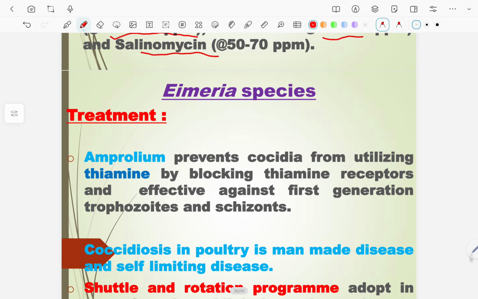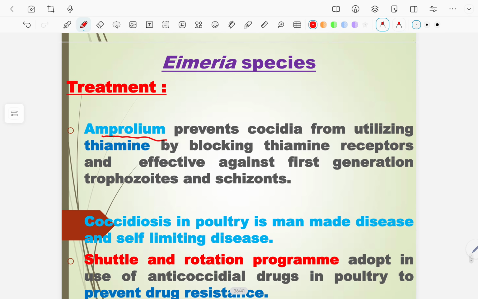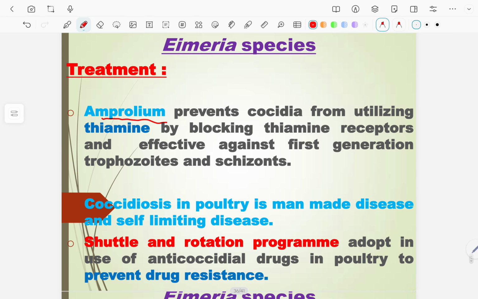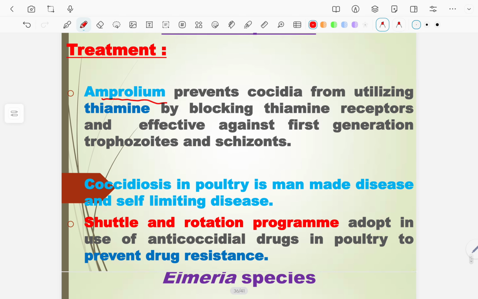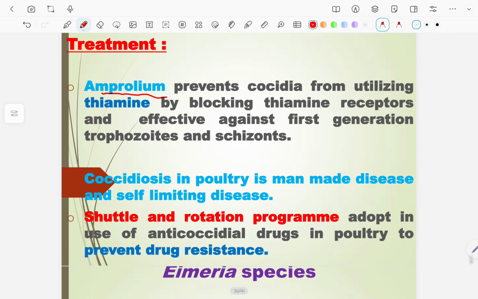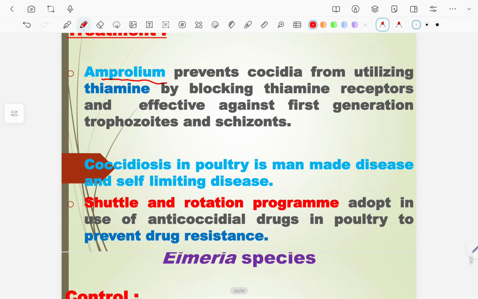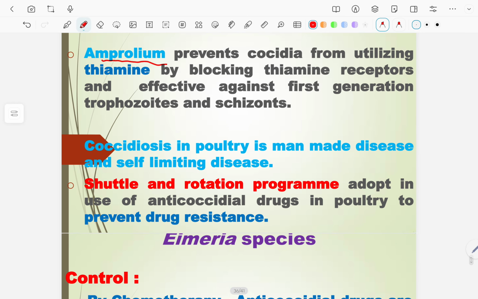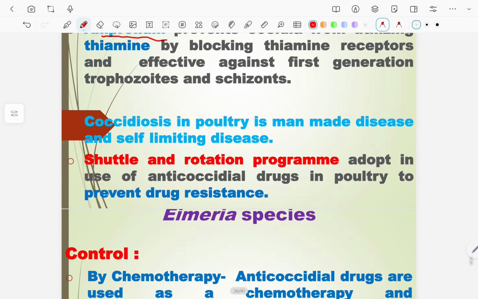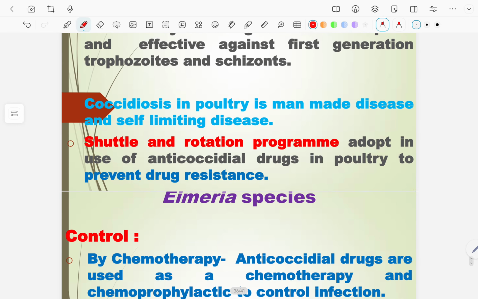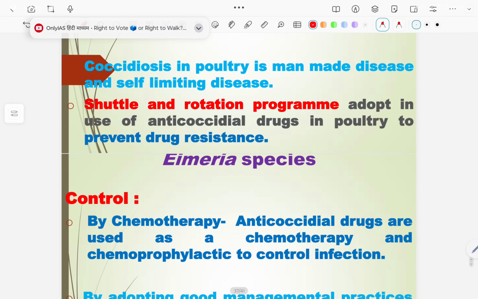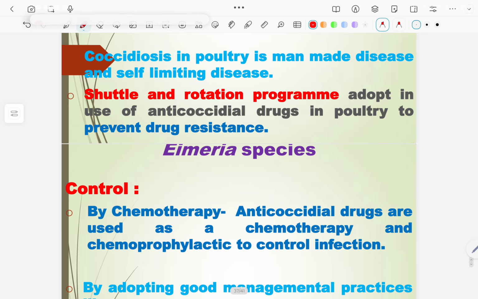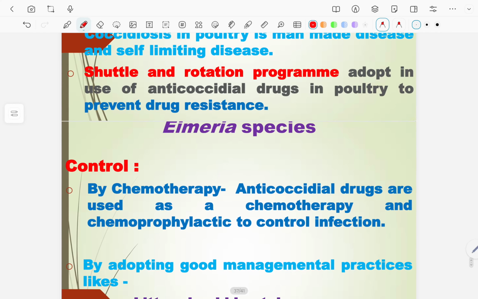Eimeria species treatment. Amprolium prevents coccidia from utilizing thiamine by blocking thiamine receptors, and is effective against first generation trophozoites and schizonts. Coccidiosis in poultry is a man-made and self-limiting disease. Shuttle and rotation programs are adopted in the use of anticoccidial drugs in poultry to prevent drug resistance.